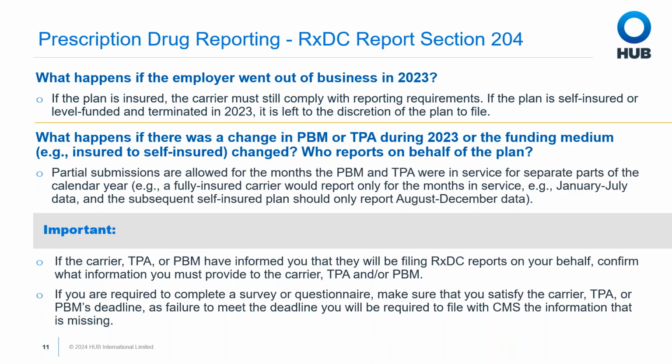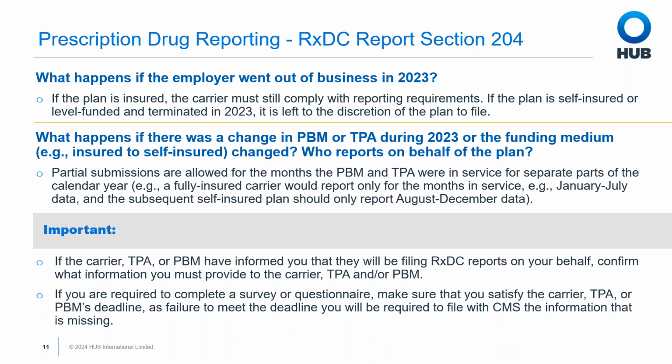If there is a change in a PBM or TPA during 2023, or the funding medium changes during 2023, who reports on behalf of the plan? As I've noted earlier, if there's a change in TPA or PBM, it is critical to reach out to your PBM or TPA to confirm if they will be filing on your behalf for a terminated plan. If they fail to file on your behalf, you would be responsible for filing those returns yourself.